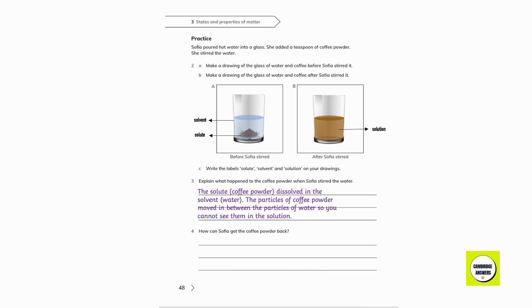The solute, coffee powder, dissolved in the solvent, water. The particles of the coffee powder moved in between the particles of the water, so you cannot see them in the solution. How can Sophia get the coffee powder back? Sophia can get the coffee powder back by leaving the solution in a warm place until the water has evaporated.